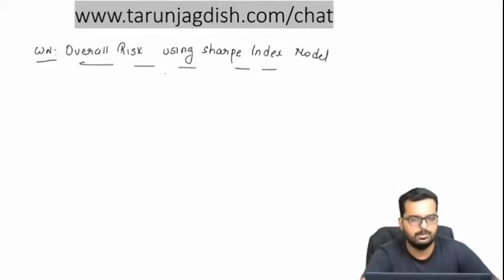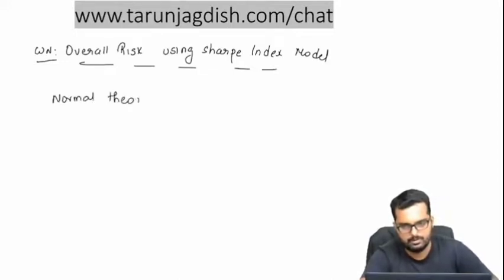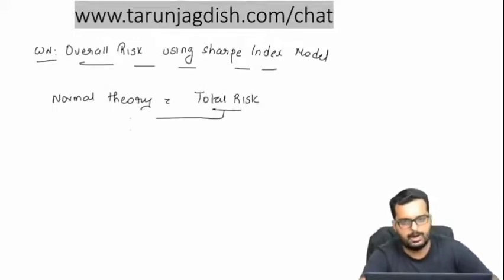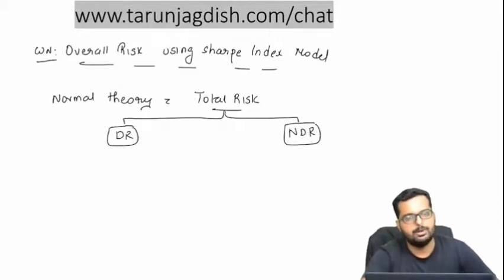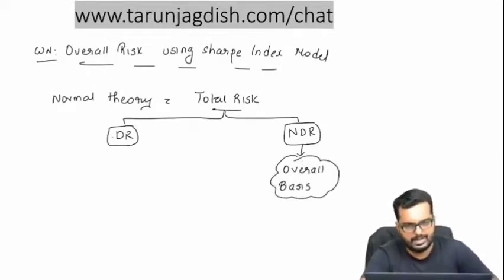Friends, as per the normal theory that we have learned, have you not learned that total risk is having two parts over there? What are the two parts? One is a diversifiable risk and the other one is a non-diversifiable risk. Correct? The Sharpe index also uses the same theory. The only difference when you compare the Sharpe index model is that non-diversifiable risk is done on an overall basis, whereas this one is done on an individual basis.